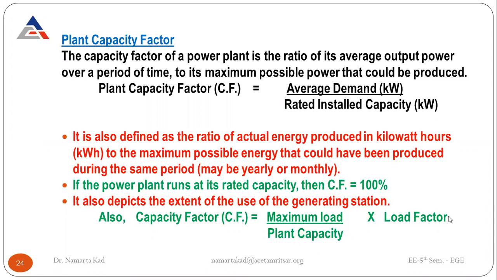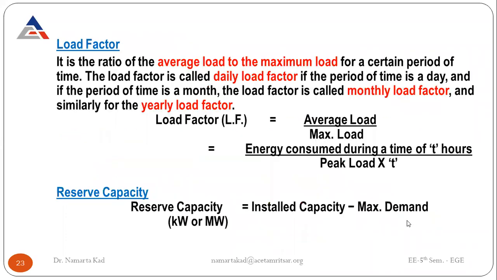So actually in the journal we are generally using this formula in our numericals further. So you must remember this formula, that is, the capacity factor is equal to maximum load divided by plant capacity into the load factor. And this formula also gives you the relation between the load factor and the capacity factor. So how to calculate the load factor? That is the energy consumed during a time of T hours divided by the peak load into T.